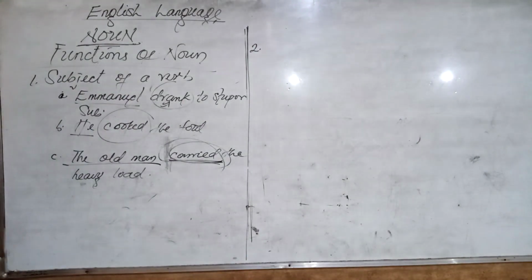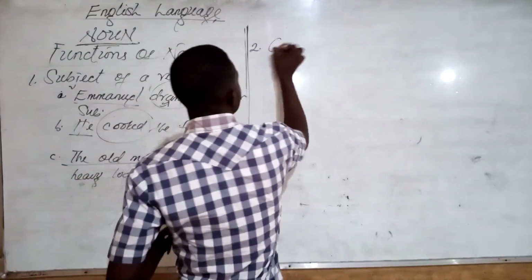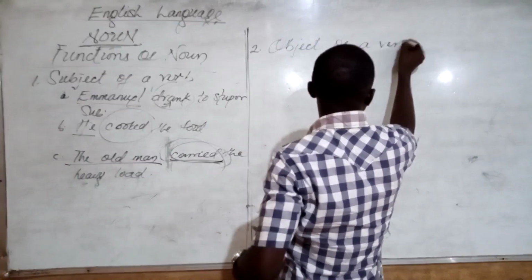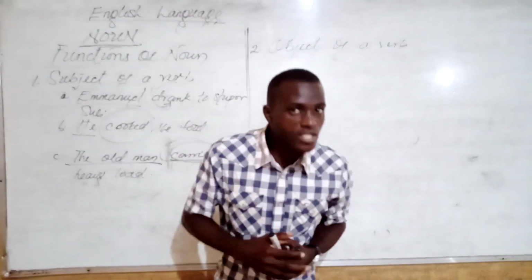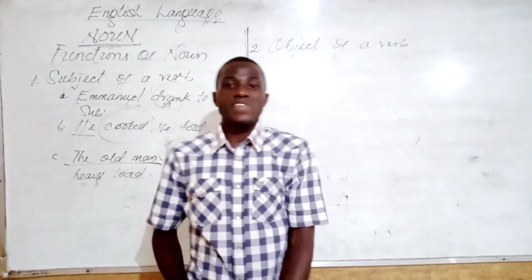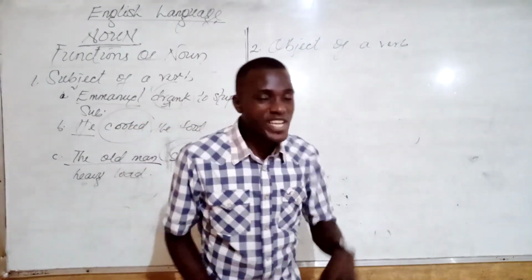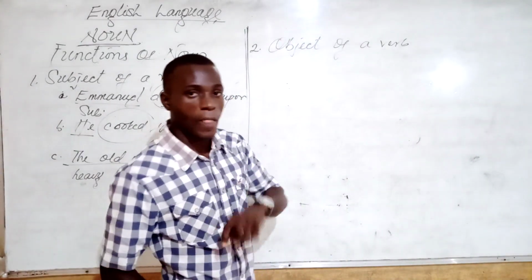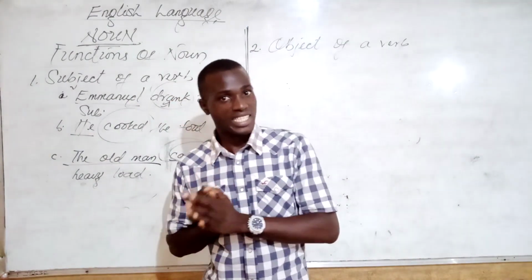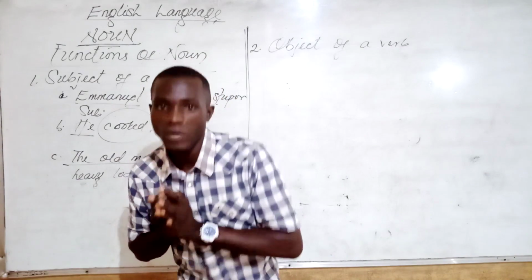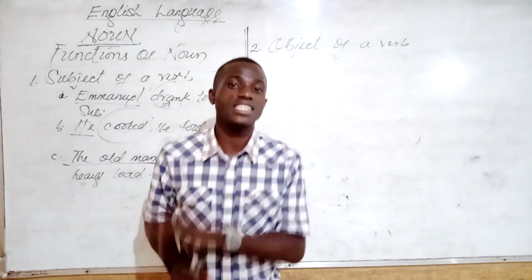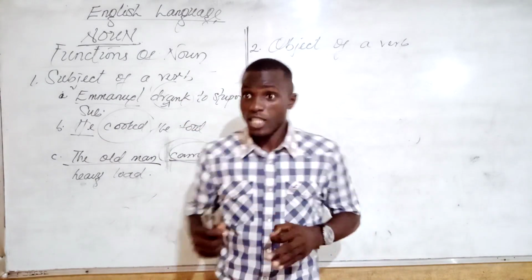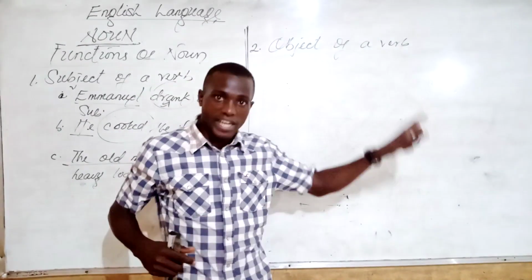The second function of a noun is the object, so the subject as well as the object of a verb. A noun is the object of a verb if it is the entity on which the action performed in the sentence falls. So if the action performed in a sentence falls on a particular noun, that noun is going to be the object of the sentence because it's the receiver of the action. The doer is going to be the subject, while the receiver is going to be the object.